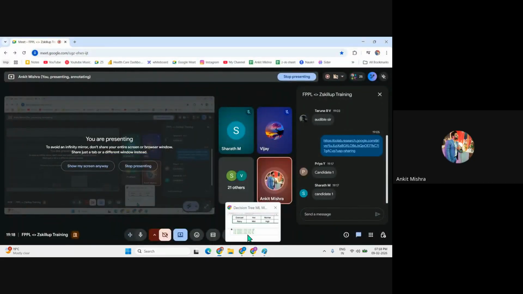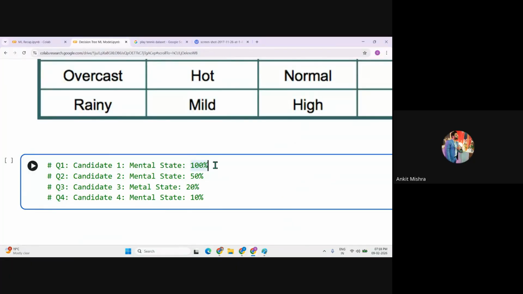Very good, right? Why is everyone selecting candidate one? Because it has the complete good IQ, or you can say the complete mental state, right? That is the reason you are considering candidate one as the PM candidate, right? So you are checking that the candidate has 100% quality. So we have to calculate the impurity, right?